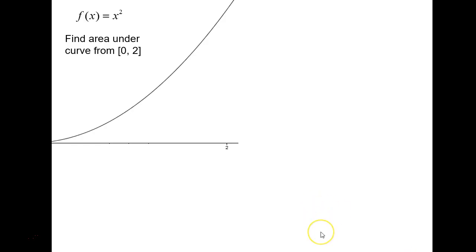So I'm going to give you a different function. We're going to look at f of x equals x squared, and this time we're only going to go from 0 to 2. So I'm going to partition this into n subintervals of equal width.